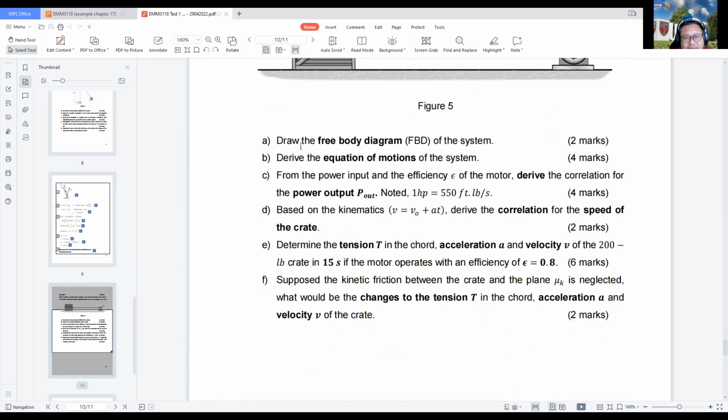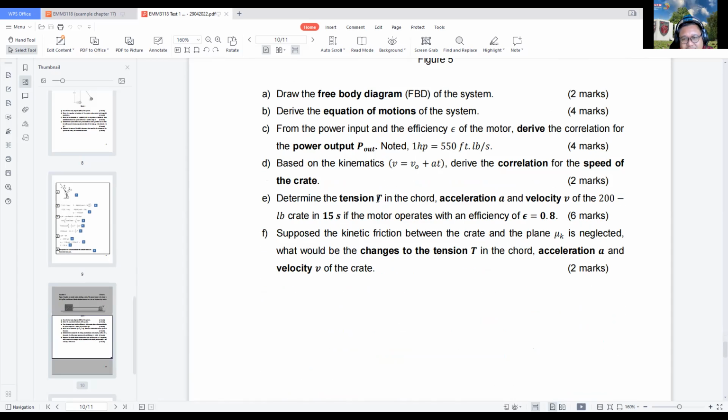Okay. First, you need to draw the free body diagram and derive the equation of motion. From the power input and the efficiency of the motor, derive the correlation for power output. And based on the kinematics, derive the correlation for the speed of the crate. And then determine the tension, acceleration, and velocity after 15 seconds if the motor operates with an efficiency of 0.8. And lastly, suppose the kinetic friction between the crate and the plane is neglected, what would be the changes to the tension in the cord, acceleration, and velocity of the crate?